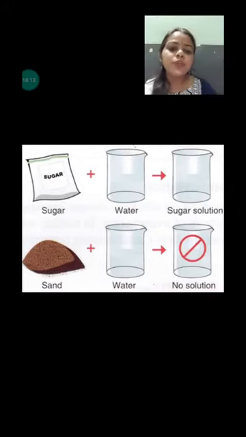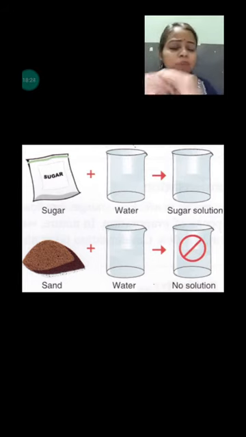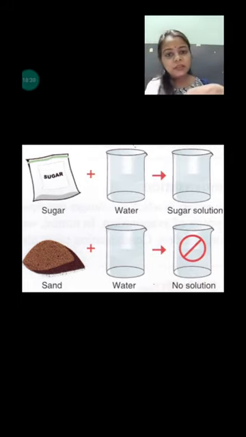Next, I am going to explain solubility. If we add sugar to water, it dissolves. That means they mix very nicely. We are not able to separate the salt or sugar again. Whereas if we mix sand in the water, again it does not make a solution.